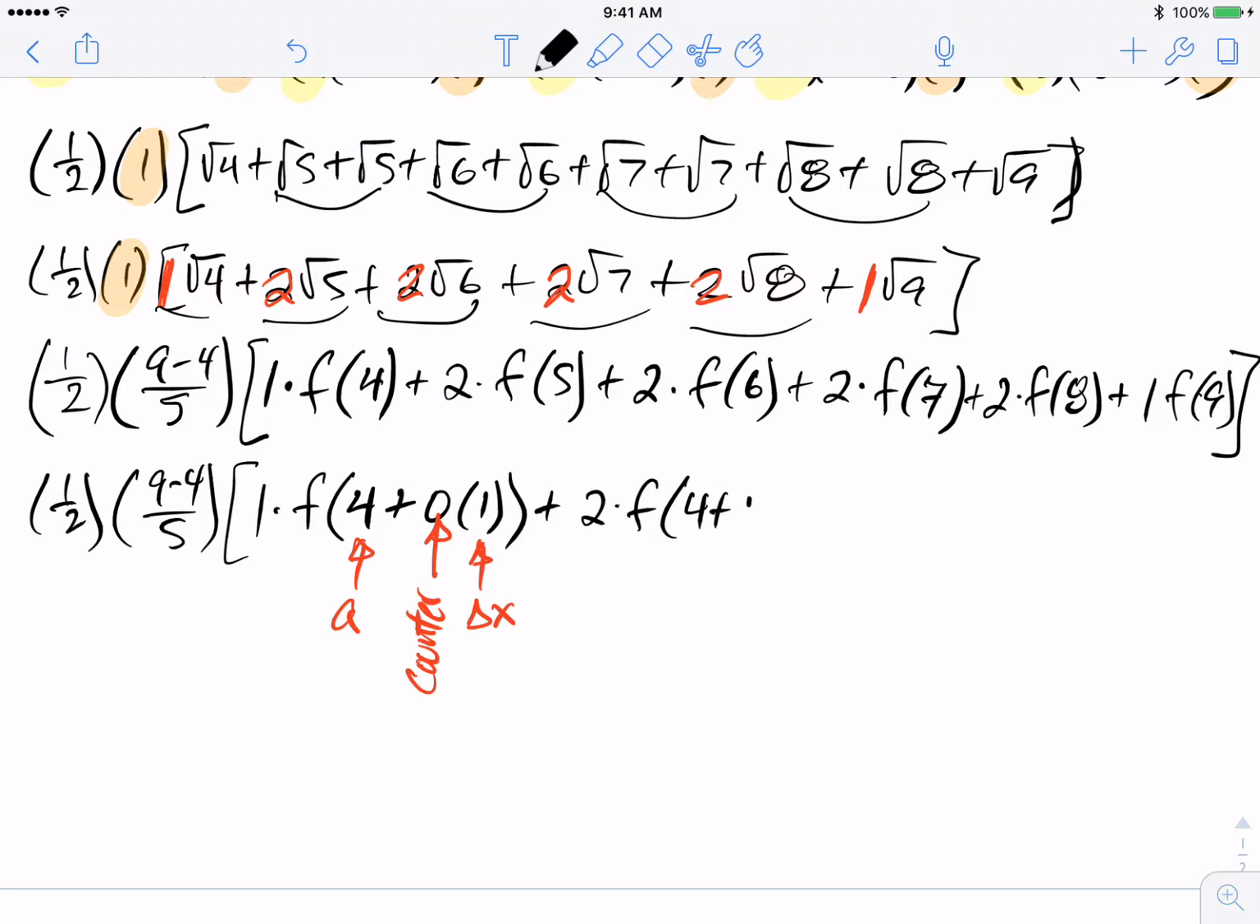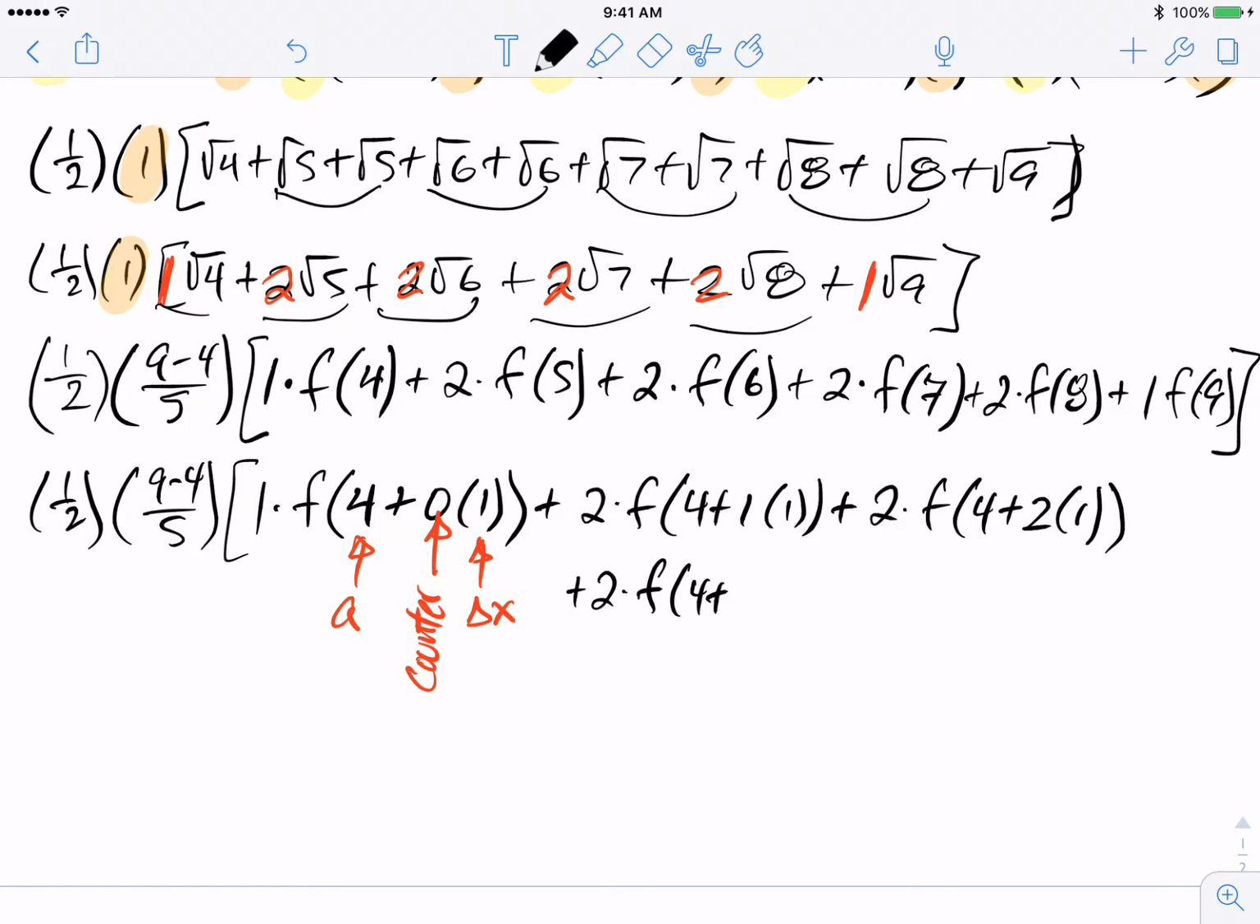f of 4 plus 0 times 1, plus 2 times f of 4 plus 1 times 1, plus 2 times f of 4 plus 2 times 1, plus 2 times f of 4 plus 3 times 1, plus 2 times f of 4 plus 4 times 1, plus 1 times f of 4 plus 5 times 1. That's getting a little cramped there.